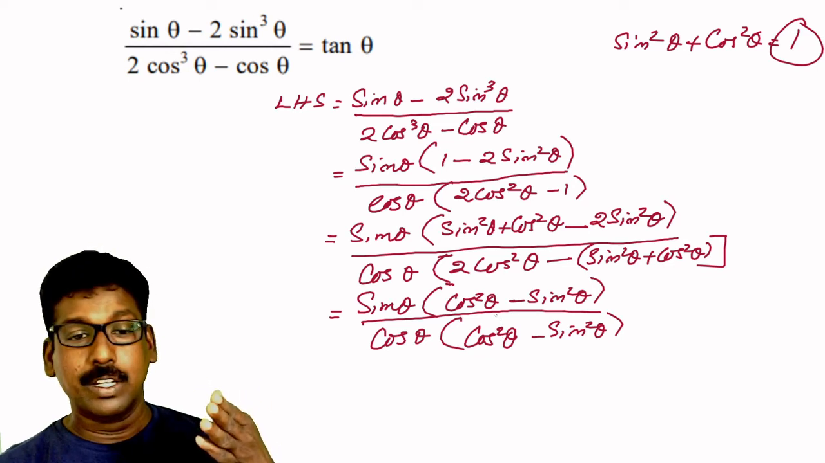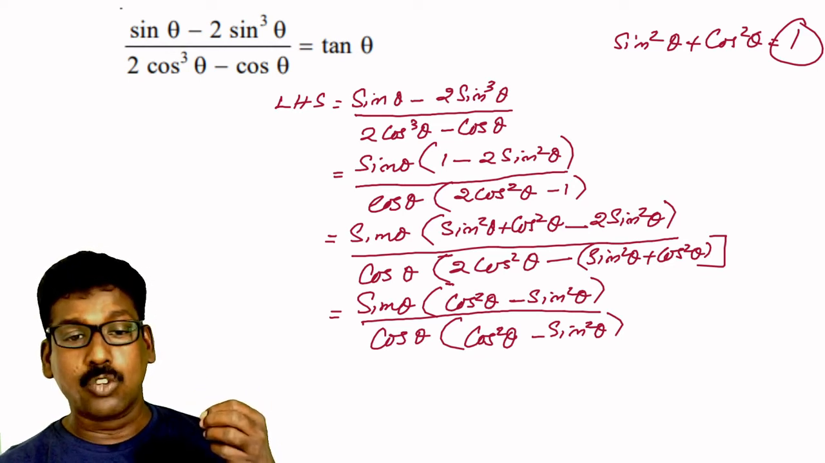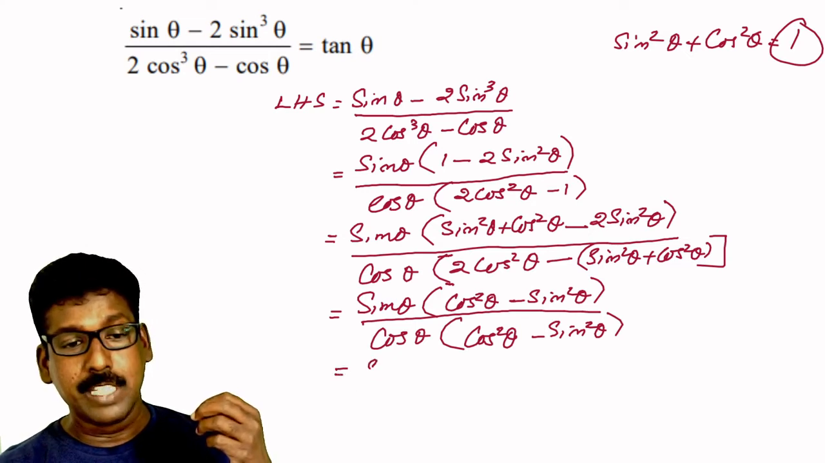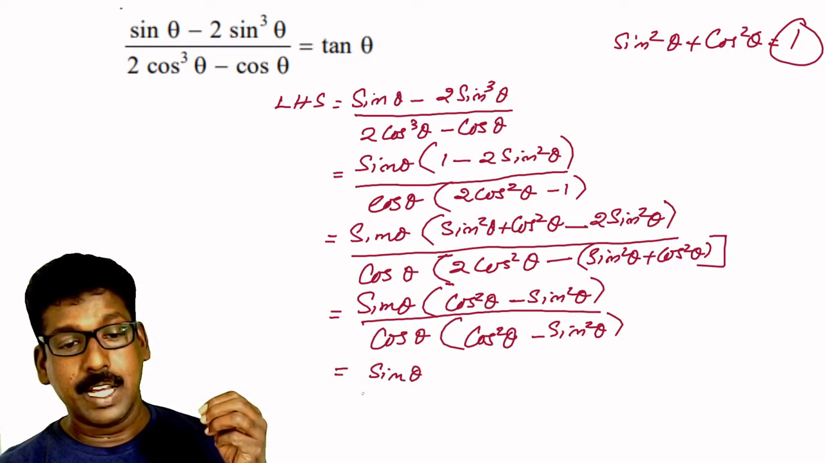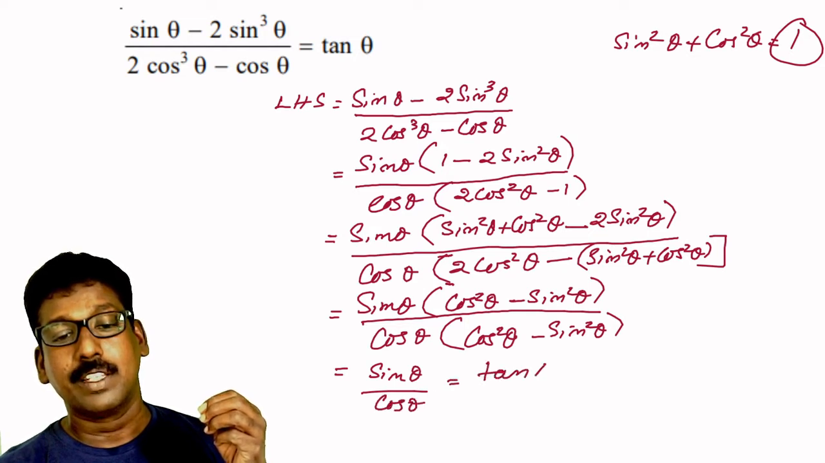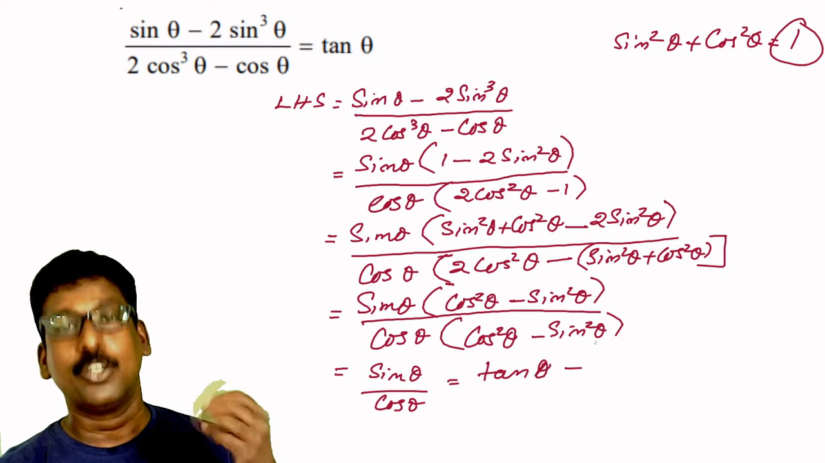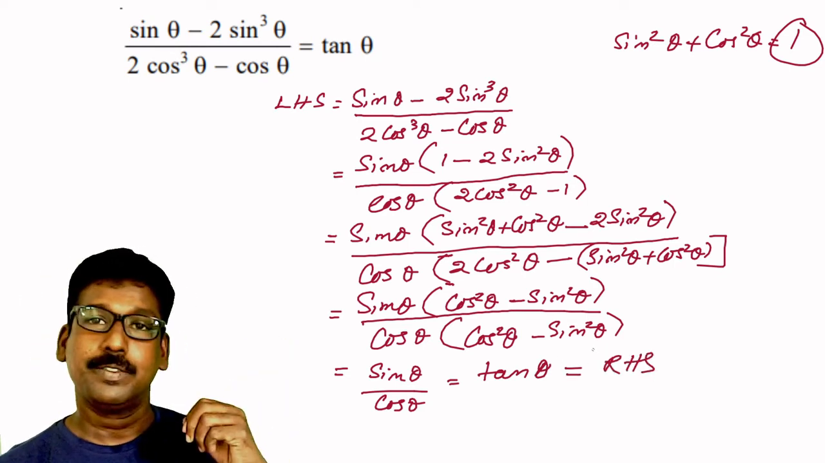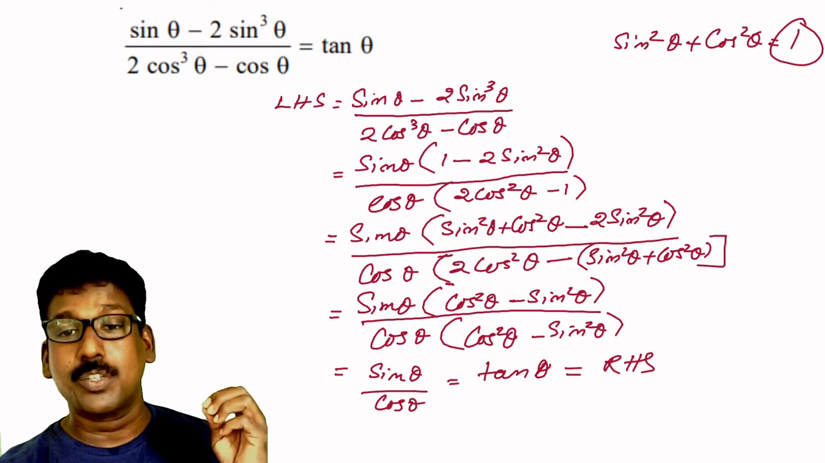Now look at numerator and denominator. Cos square theta minus sin square theta is common, so it is cancelled. So the remaining is sin theta by cos theta. Sin theta by cos theta is tan theta. That you have to prove, which is RHS. Hence proved. Now look at the next question.